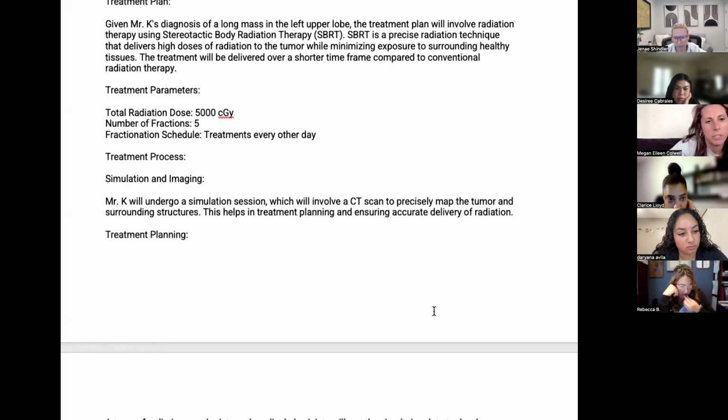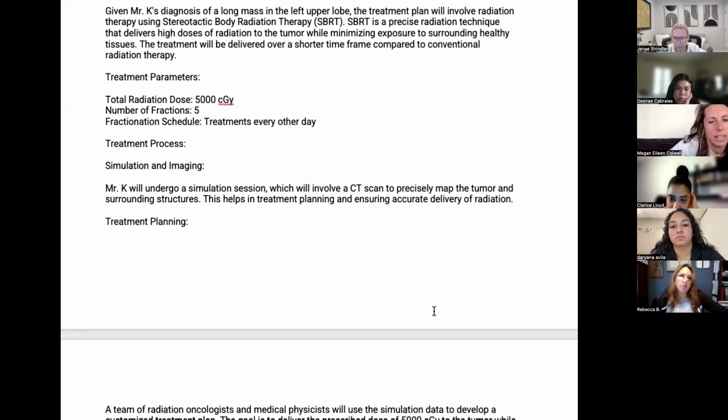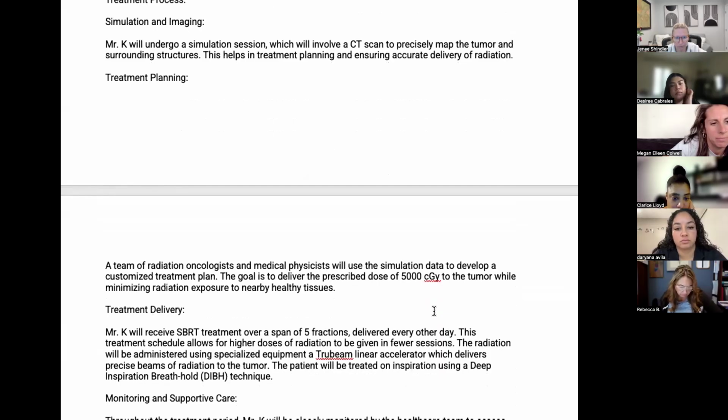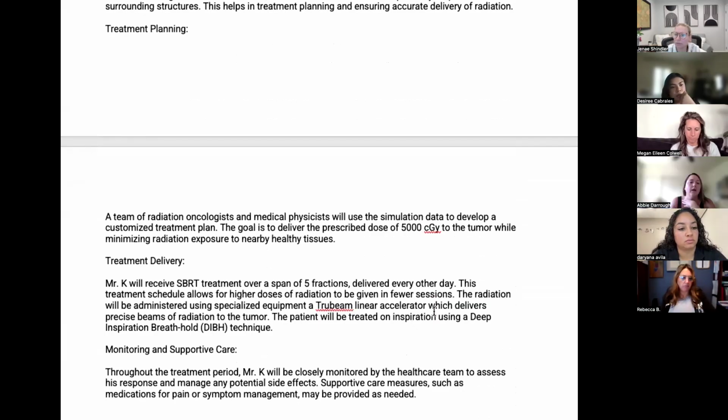Mr. K will undergo a simulation session, which will involve a CT scan to precisely map out the tumor and surrounding structures. This helps in treatment planning and ensuring accurate delivery of radiation. Okay. Abby, treatment planning. A team of radiation oncologists and medical physicists will use the simulation data to develop a customized treatment plan. The goal is to deliver the prescribed dose of 5,000 centigray to the tumor while minimizing radiation exposure to nearby healthy tissues.